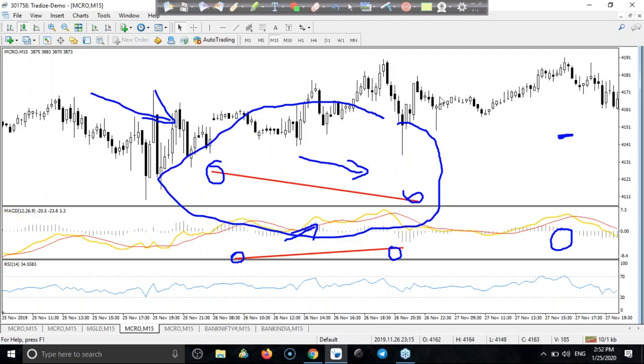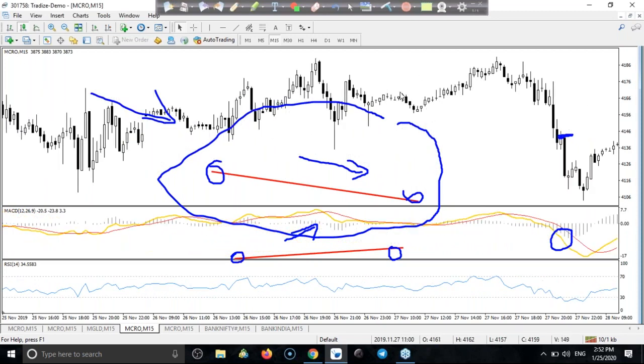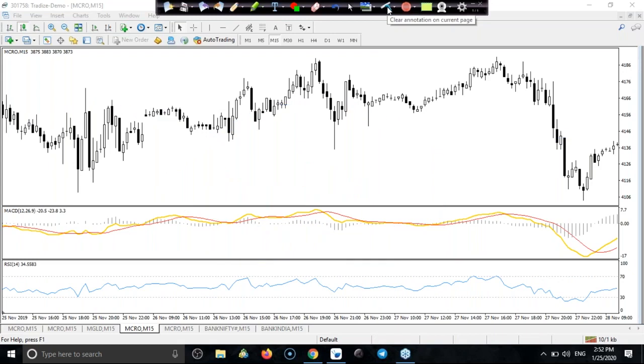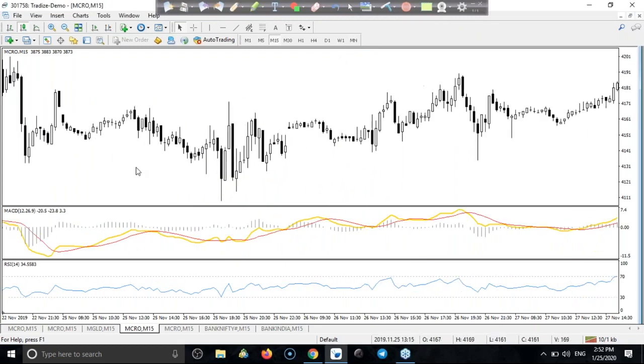So always do money management. Always do money management. And don't expect the price will go to the 200, 300 area. That is the important thing.